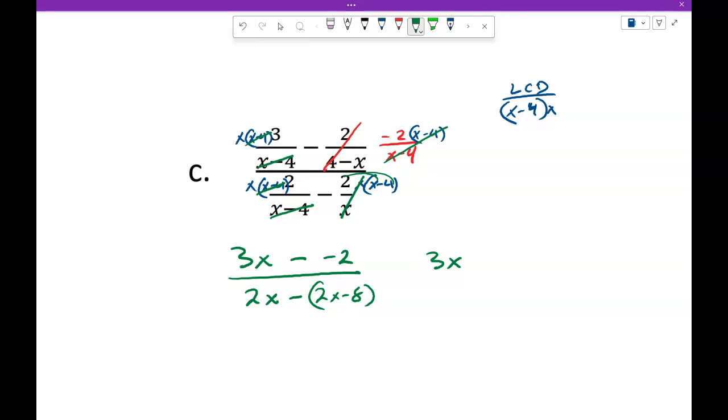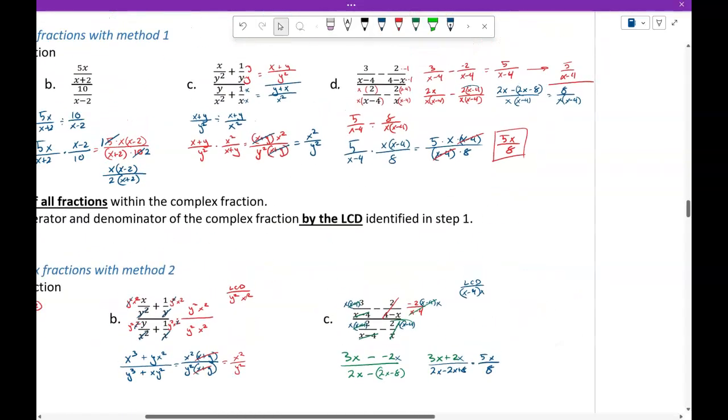So we have 3x plus 2. Oh, I forgot the x up here. That should be a 2x. 3x plus 2x. And we have 2x minus 2x plus 8, leaving us with 5x over 8. And a little bit shorter than what we had before.